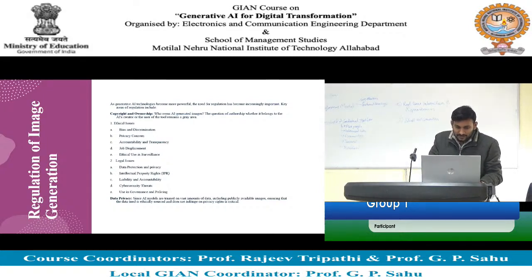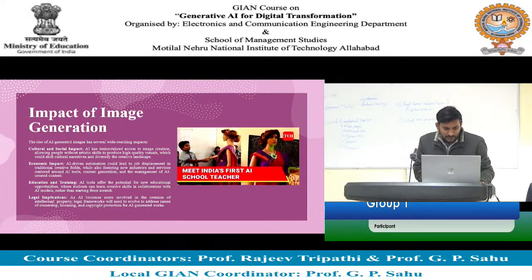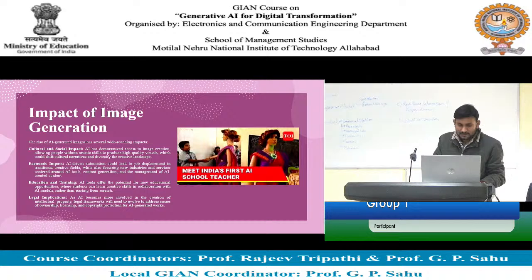Here, data security. Data privacy is a major concern. Since AI models are trained on vast amounts of data, including publicly available images, ensuring that the data used is ethically sourced and does not infringe on privacy rights is critical. Impact of image generation: cultural and social impacts, economic impacts, education and training impacts, and legal impacts.